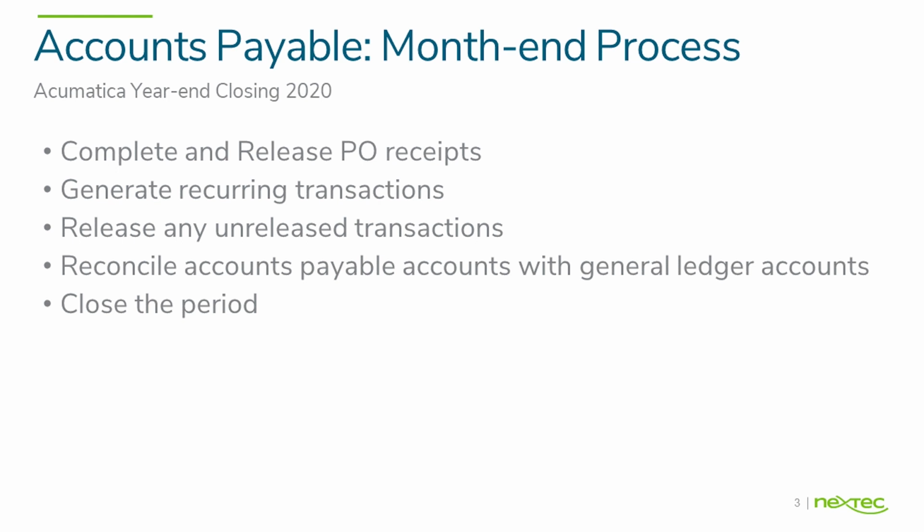This is our checklist for accounts payable processing. Before we perform the closing, we need to do these activities: complete and release any incomplete PO receipts, generate recurring transactions, release any unreleased transactions, do the reconciliation of AP with general ledger, and finally we can close the period.